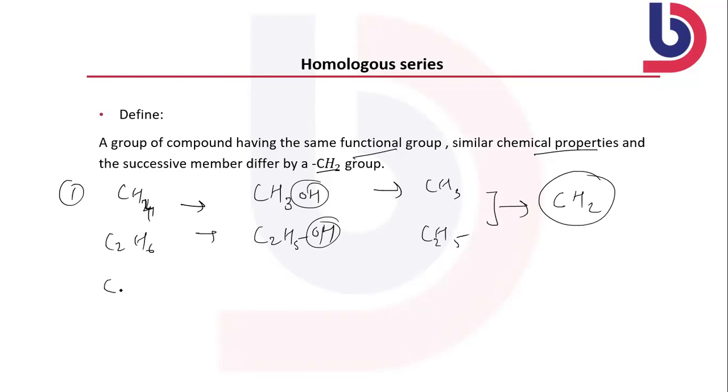If you write propane, C3H8, and add alcohol here, it will be C3H7OH. Again, you can see that only CH2 differs. If you add CH2 to propane, it will be butane, and if you add CH2 further, it will be pentane. So what is a homologous series? It means they have the same functional group, and therefore the same chemical properties, and differ only by a CH2 group. So this is all about today's lecture.